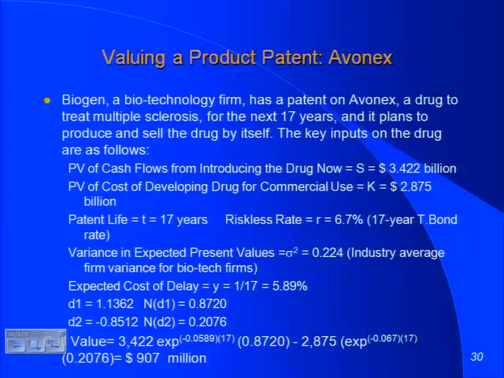But they haven't developed it yet, right? They have the option to develop it, but they haven't developed it. So I filled in the rest of the details. I said they have 17 years of life left. Riskless rate then was 6.7% based on a 17-year life. You have to match the riskless rate to the life of the option. I used the industry average variance of small biotech companies that had no products out there. Basically, I was trying to get as close as I could to a single project variance, 0.224.